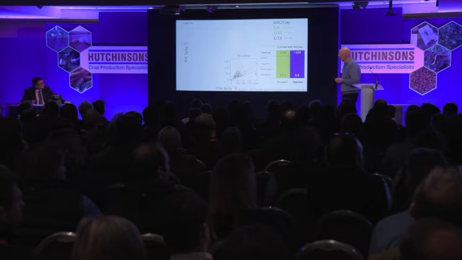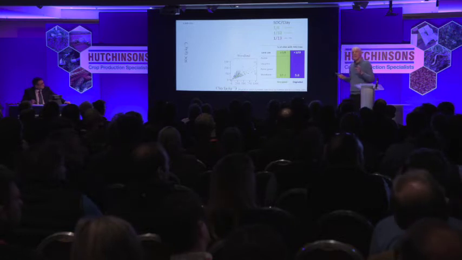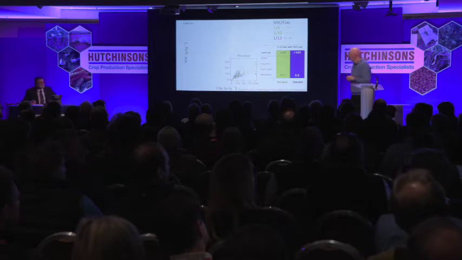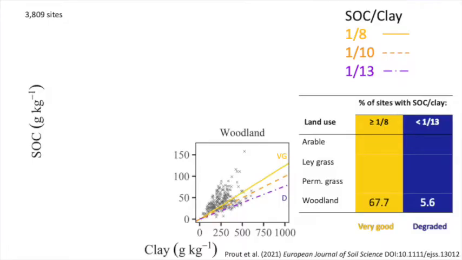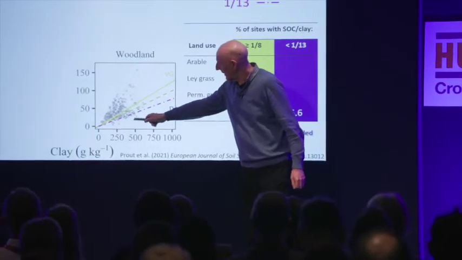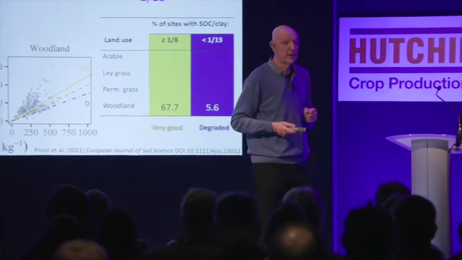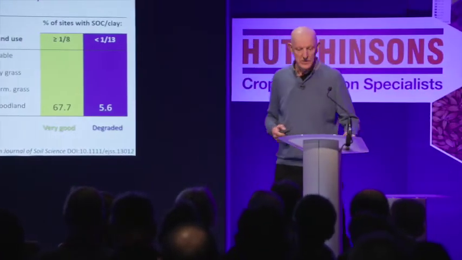I'm going to quickly go through this because it illustrates how different management affects this ratio. So in the survey, if you look at woodlands, you can see that hardly any of them are in this area down here, which is called degraded. So it's a very good example of a natural system which has this high quality, if you like.